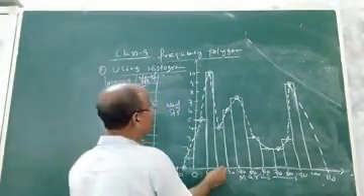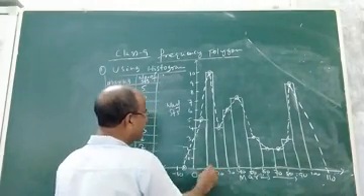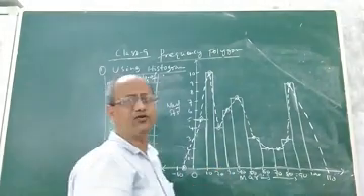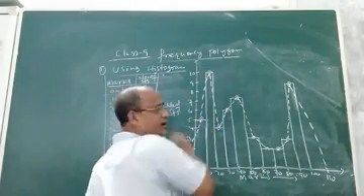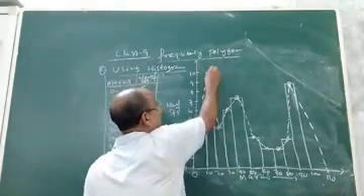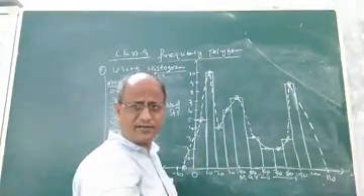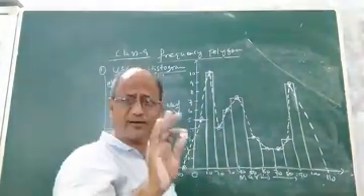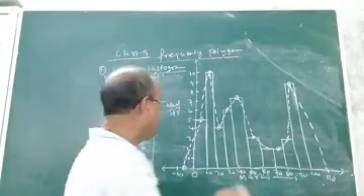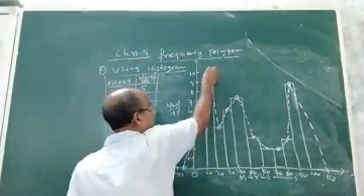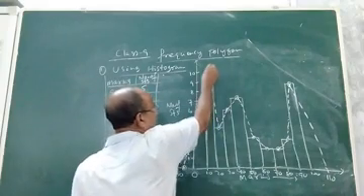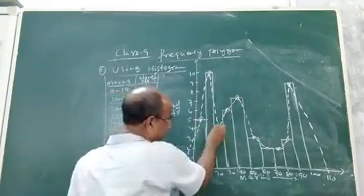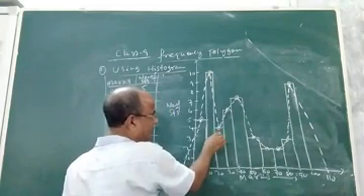Similarly, it is 10 to 20. This is the midpoint of the second bar. So what I mean to say, children, after constructing the histogram, you locate the midpoint of each bar. This will be the midpoint of the first bar, this will be the midpoint of the second bar, and this will be the midpoint of the third bar or third rectangle.